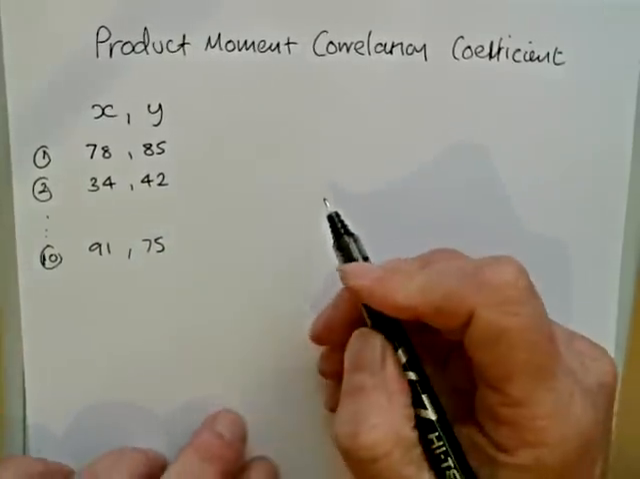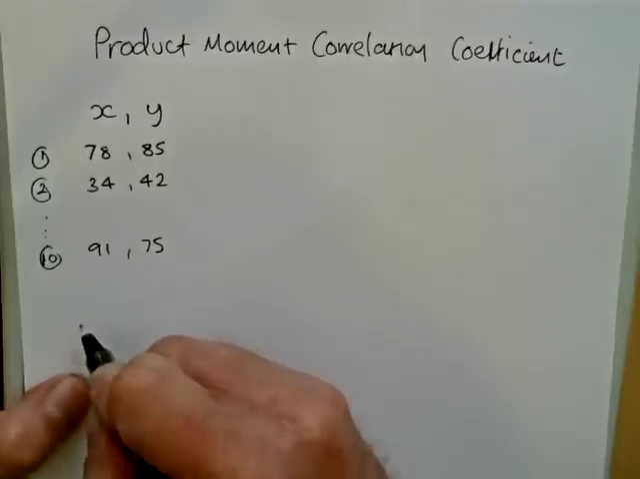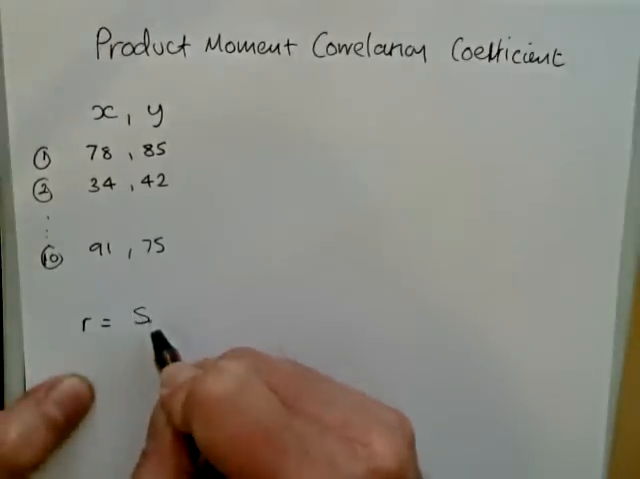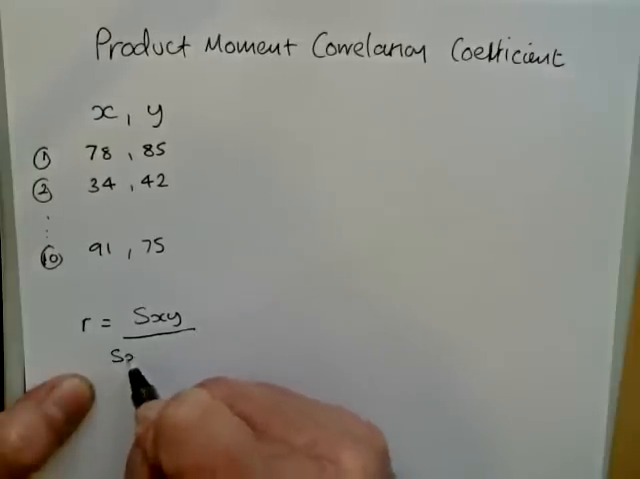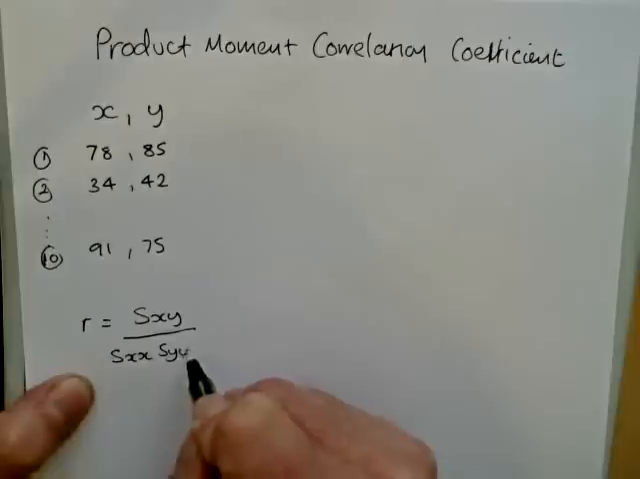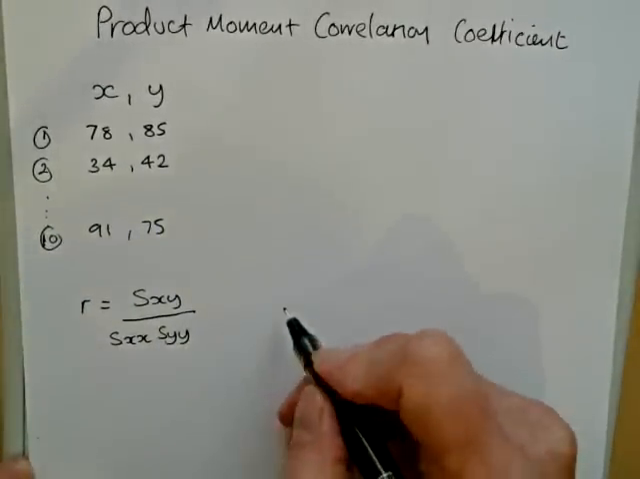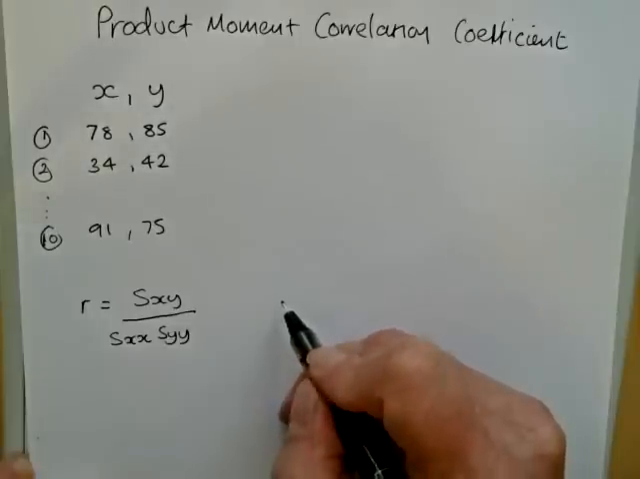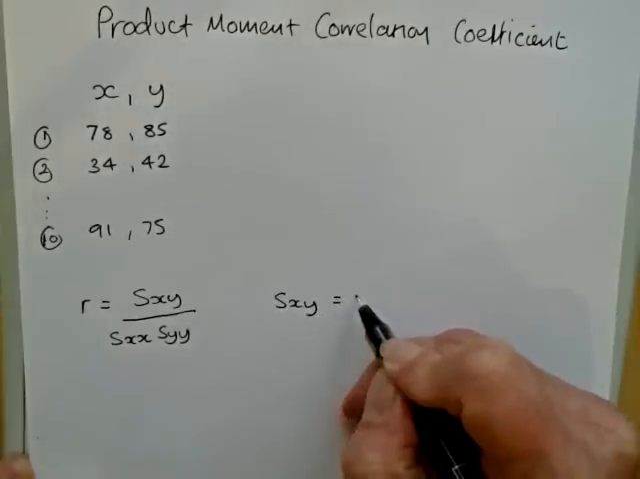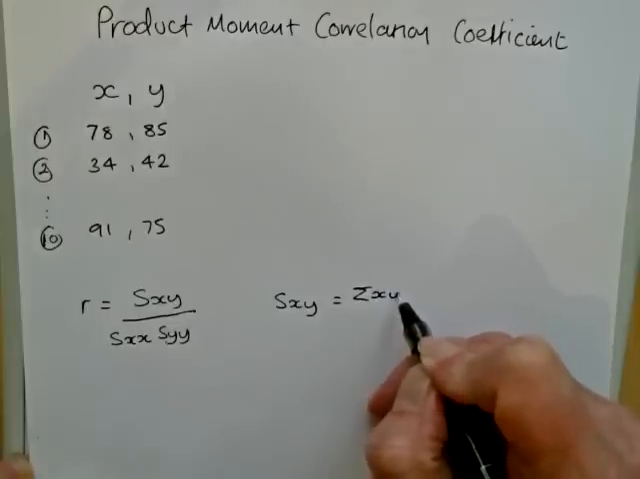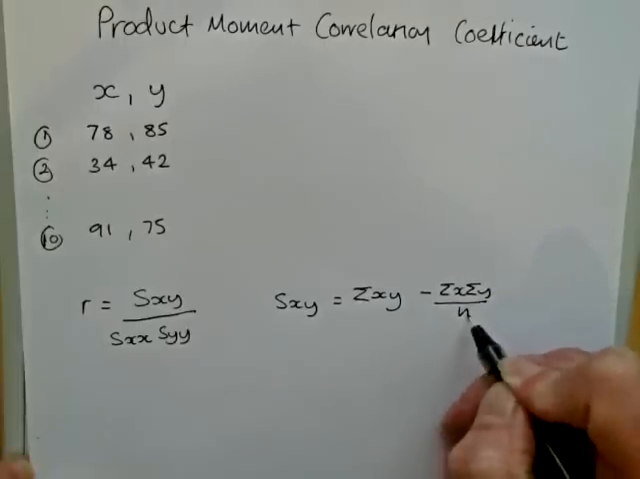Now, the calculation of the product moment correlation coefficient requires a fairly lengthy formula. To begin with, it looks fairly easy. It's simply r equals Sxy over the square root of Sxx times Syy. But these component parts are quite complicated. So we start with Sxy. You are given all these formulas, but if you know them, it's better. So Sxy is the sum of xy minus the sum of x times the sum of y, over n.